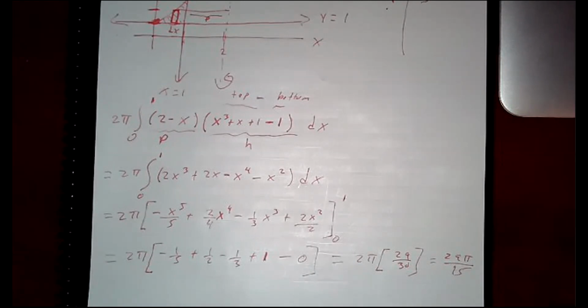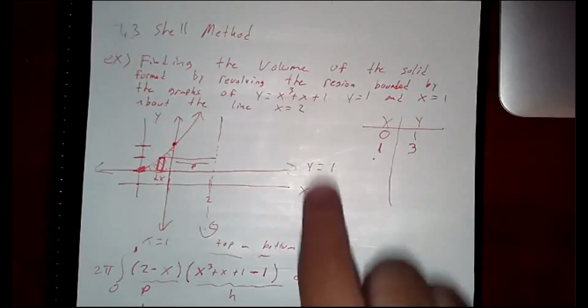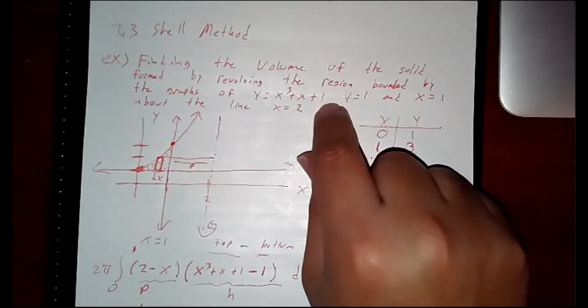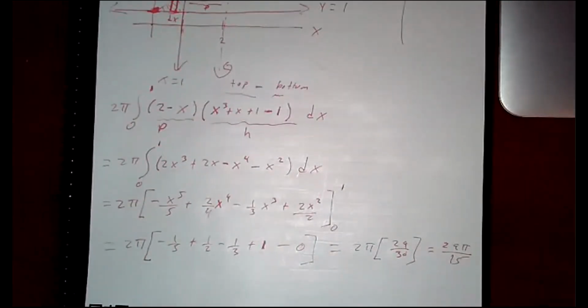Now think about it. I don't think you could use this method because you could not solve for x explicitly, right? You see this? How would you solve for x? You might not be able to do it. So you might be forced to use the shell method in this case. I thought you had the option, but I don't think so.